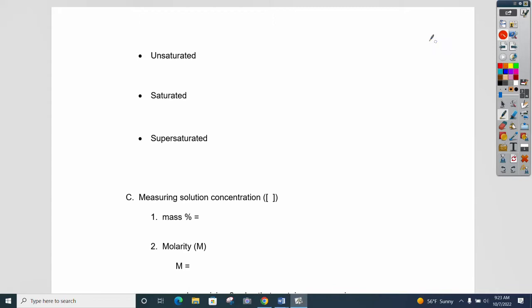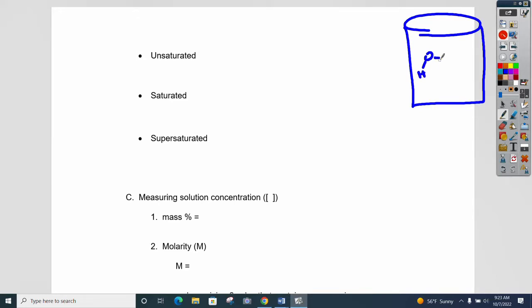Okay, you also need to know the difference between an unsaturated, a saturated, and a supersaturated solution. To explain this, I'm going to draw a beaker of water. Let's say I'm going to sketch in 3 water molecules. I'm going to draw the oxygens oriented towards the hydrogens to show the hydrogen bonding.